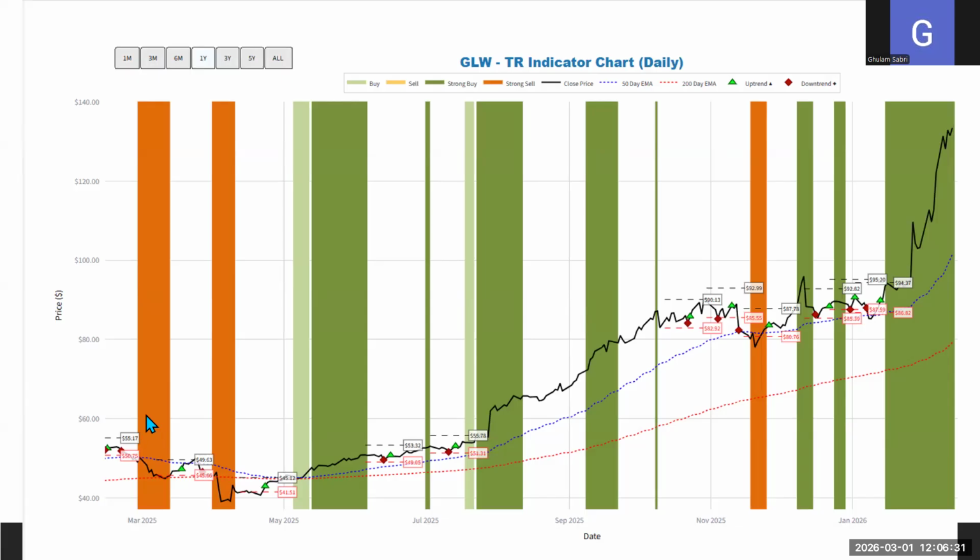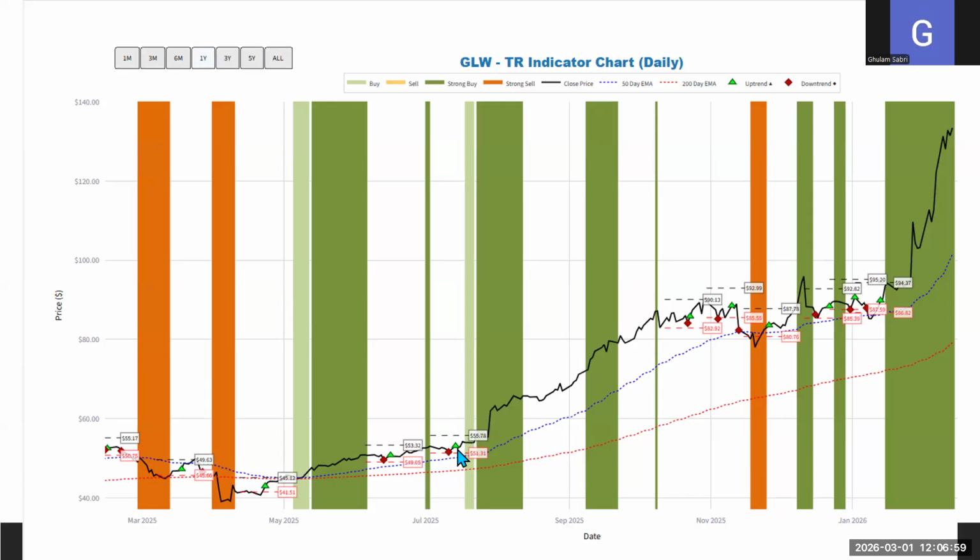It's showing the dark orange on my screen. It is a strong sell zone. Then this green triangle predicts the start of a new bullish trend. And with a bullish trend, it gives a suggested buy point and stop loss values as well. For example, in July 2025, this is Corning, GLW is the ticker.